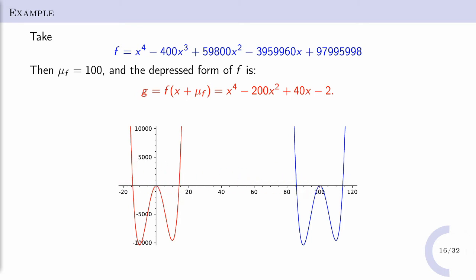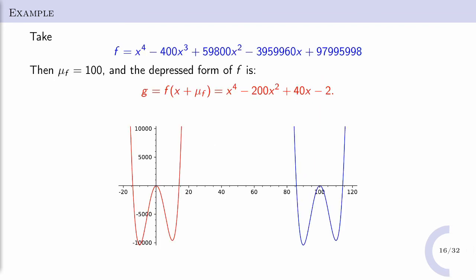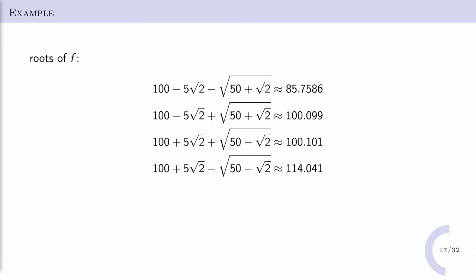This is a degree 4 polynomial, so we can actually explicitly compute the roots, and these are the roots of this polynomial. So you can see that there are 4 roots, all of them real. 2 roots are closely clustered, the distance between them is very small, and the 2 other roots are quite farther away. So after shifting, the 2 roots are nearly 0, and these are the 2 other roots. So the biggest root is this one. It's 114.